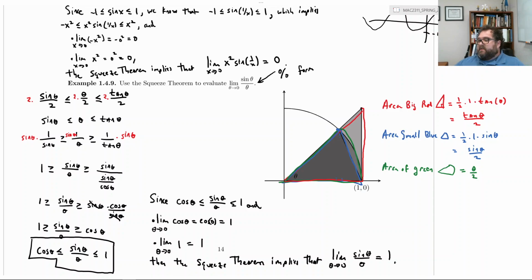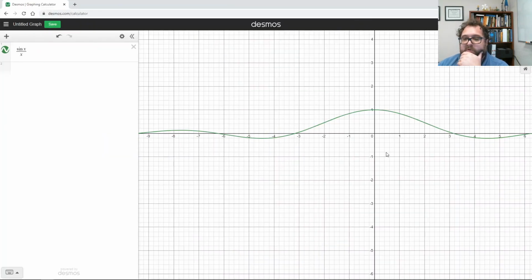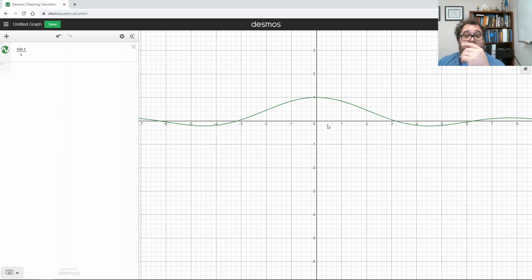Okay, let's look at the graph and see if the graph confirms our solution. Again, I don't expect you to know what this graph looks like. Sine x, I expect you to know what sine looks like, but not sine x over x, or sine theta over theta. Let's see here. Okay. So here's sine x over x.